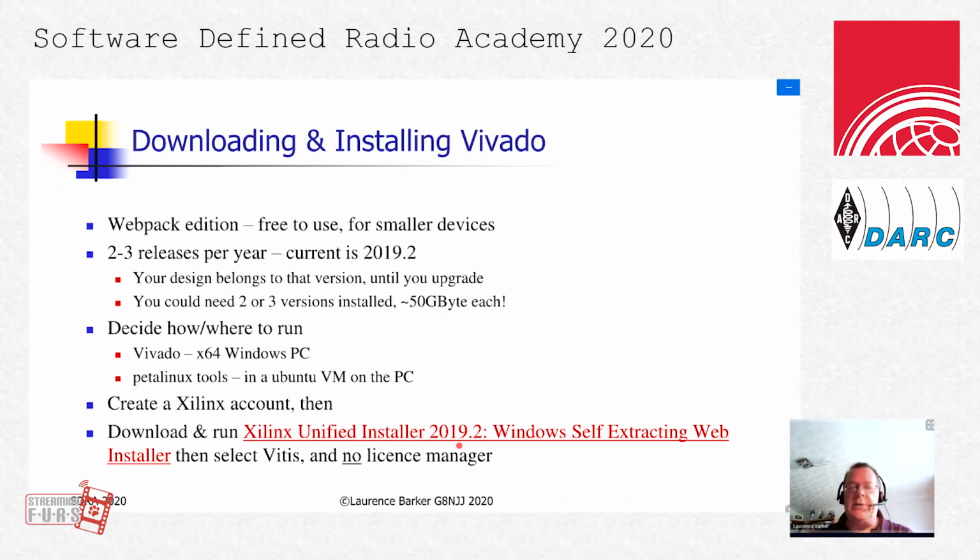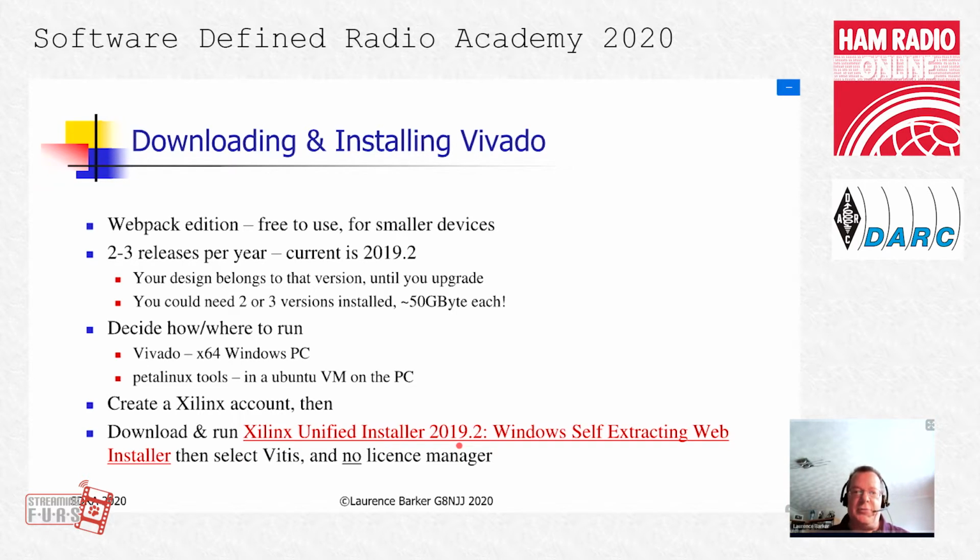First thing that you'll need to do is to download and install Vivado. The Webpack edition is free to use for the smaller devices, and by smaller they seem to mean devices with less than about 5 million equivalent gates, so they're going to be big enough for these purposes. Xilinx produce a new set of tools every 6 months or so. The current version is called 2019.2.